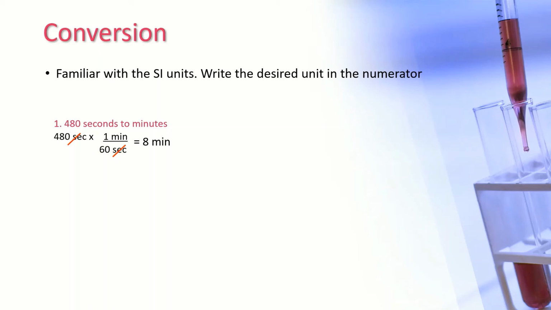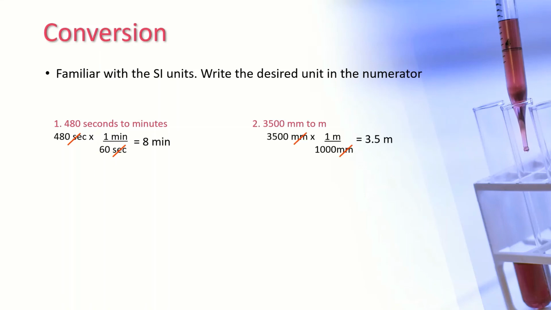480 seconds to minutes. There are 60 seconds in 1 minute. For the conversion, you multiply 480 seconds times 1 minute over 60 seconds. You cancel seconds and you are left with minutes. So 480 divided by 60 is 8. So your answer is 8 minutes.